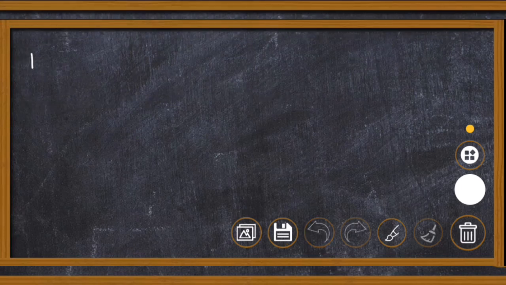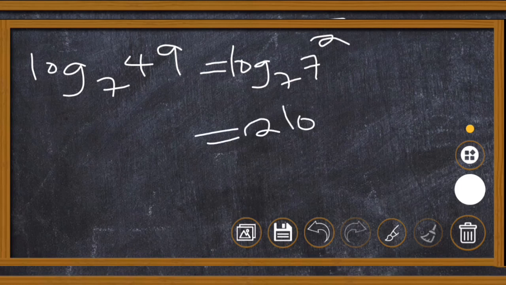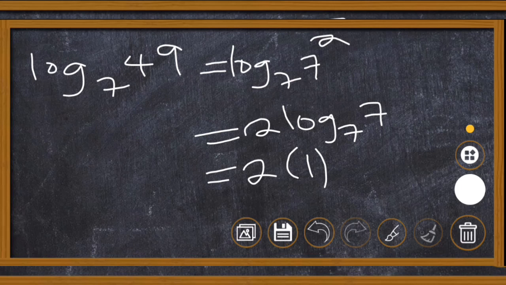Let's say we have log 7 here, and this equals 49. Let's simplify this. So we know that this is log of 7, and then 49 is the same as 7 raised to power 2. By the rule, the power will always come to the front. So we're going to have 2 log 7 of 7 there. Whenever you have the same values here, you always equate to 1. So in this case, 1 multiplied by 2, it's 2. So this is the answer.